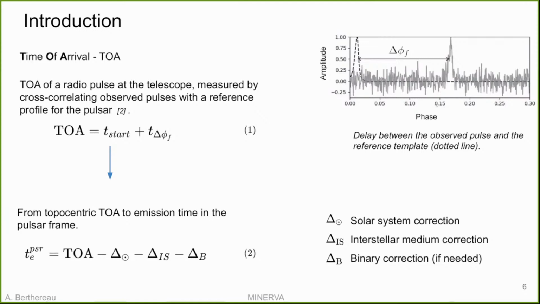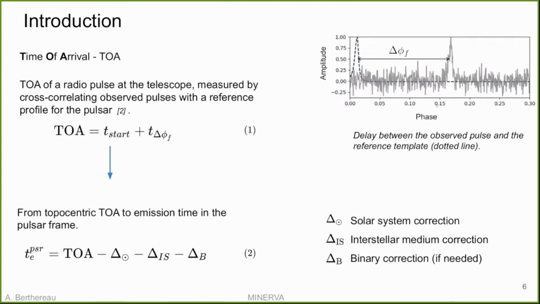Then when you have this TOA, which corresponds to the time that we received the pulse, we can go to the emission time in the pulsar co-moving frame by applying some corrections to the TOA. These corrections correspond to delays from the propagation of the signal through the solar system and through the interstellar medium. And sometimes we add a binary correction, because when you have a companion with the pulsar, you can have relativistic effects that you have to take into account when you want to make something very precise.